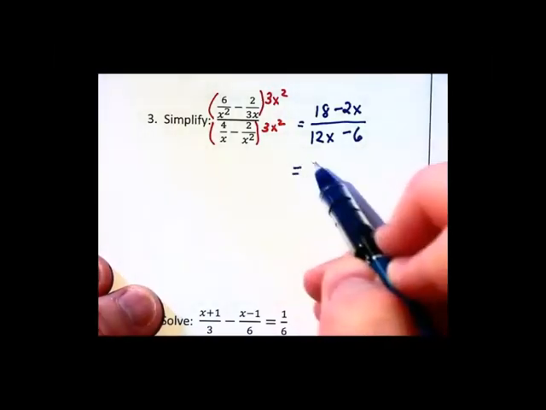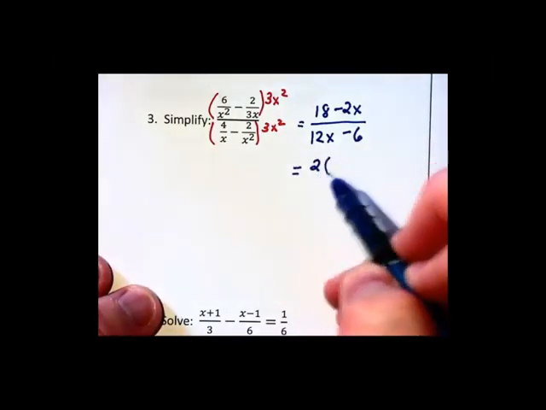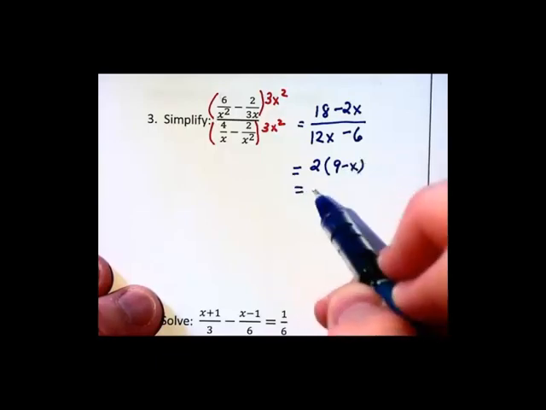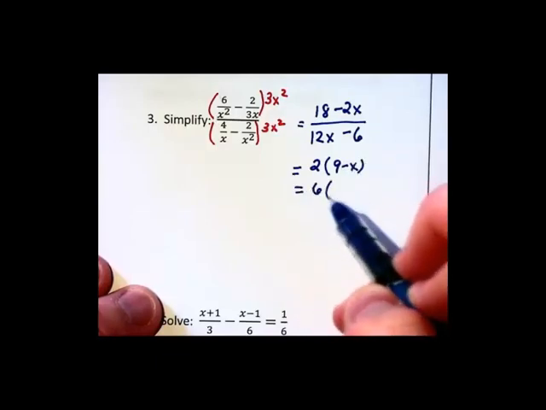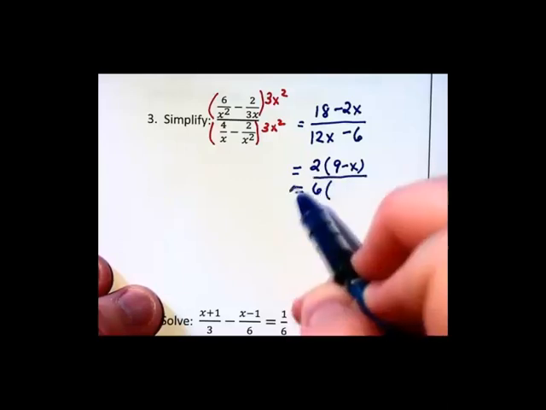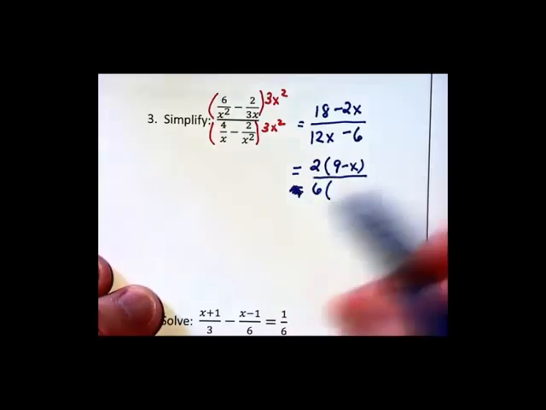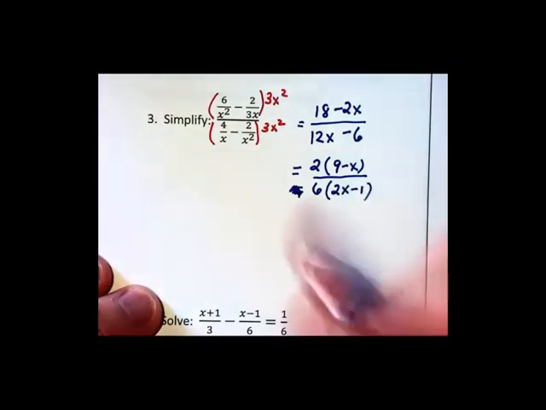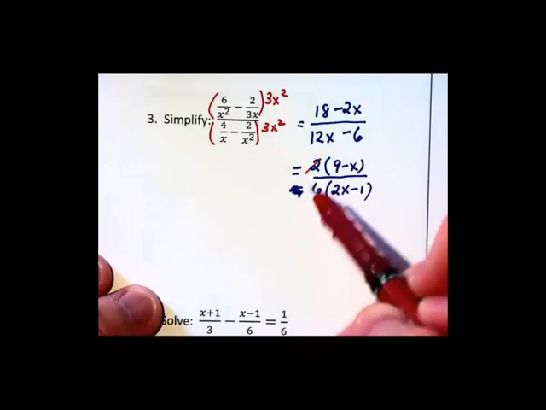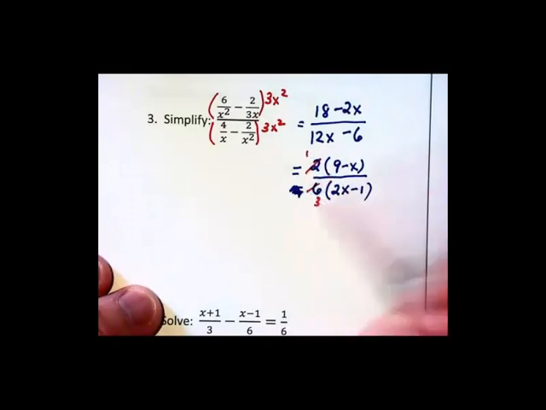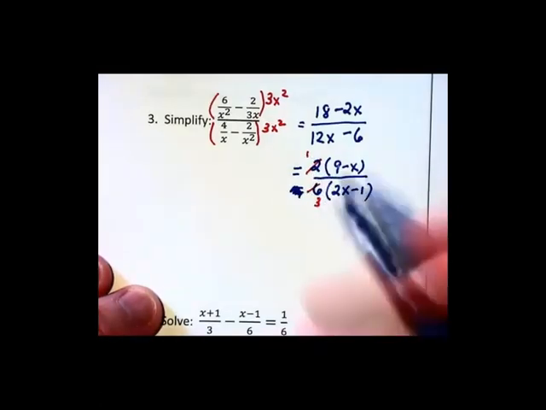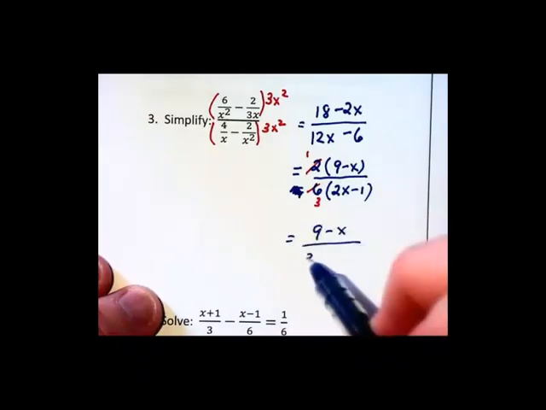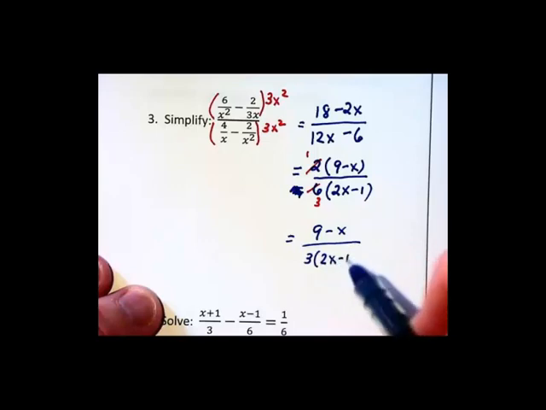Factoring the numerator, we can divide a 2 out. We're left with 9 minus x. And in the denominator, we can divide a 6 out, leaving us with 2x minus 1. Now we can cancel the 2 and the 6 to 1/3. And our final answer will be 9 minus x over 3 times 2x minus 1.